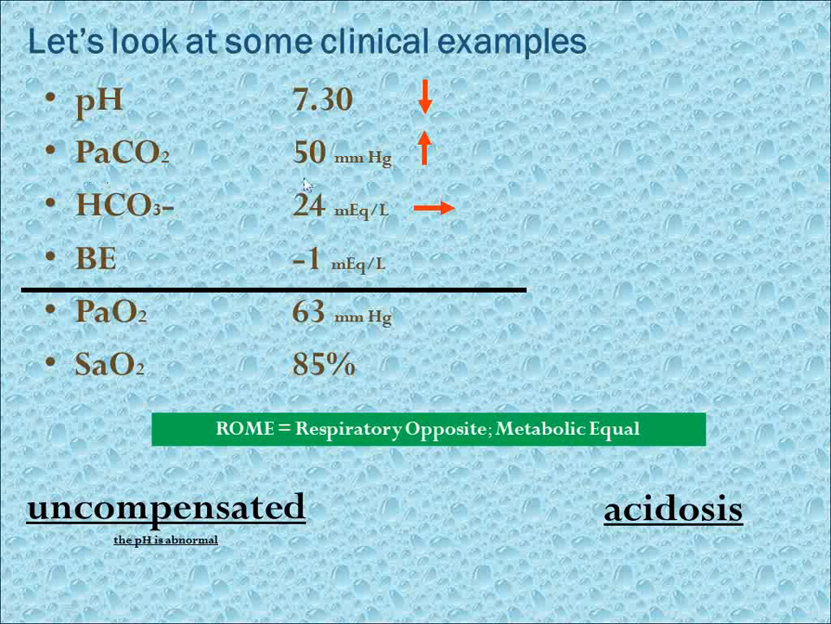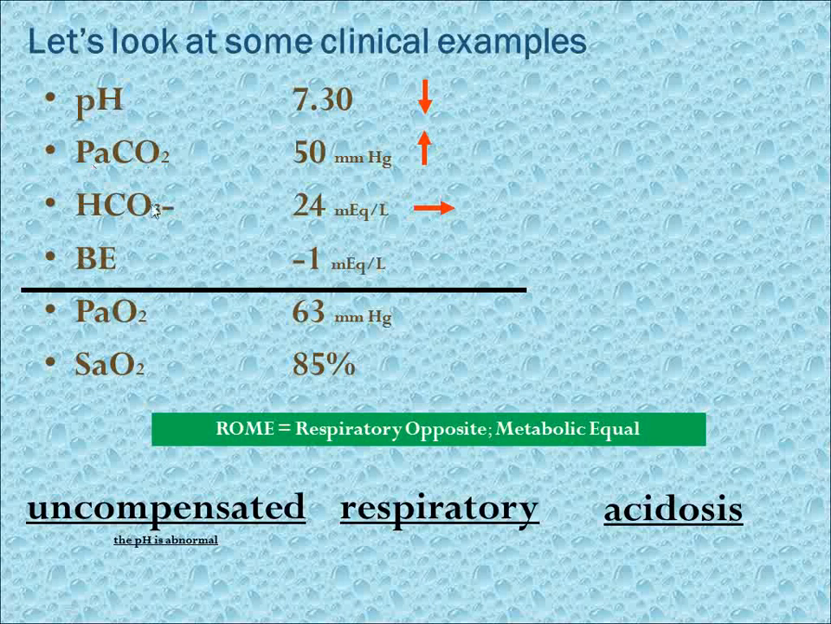Conversely, we know that CO2 is ruled by the respiratory system, and therefore when we look at the value next to the CO2, we see that it is elevated and we see that the pH is low. Therefore, this fits the mnemonic, with opposite direction arrows, and so this patient has an uncompensated respiratory acidosis.